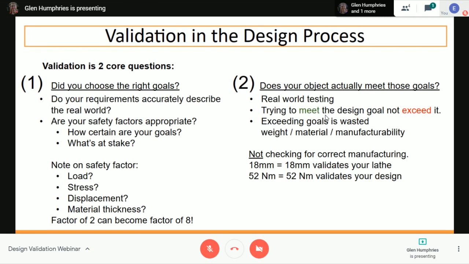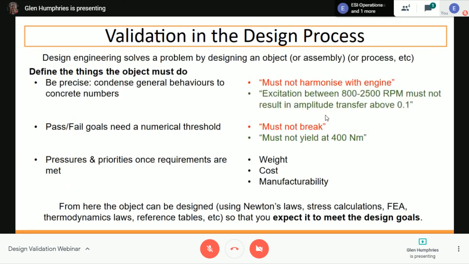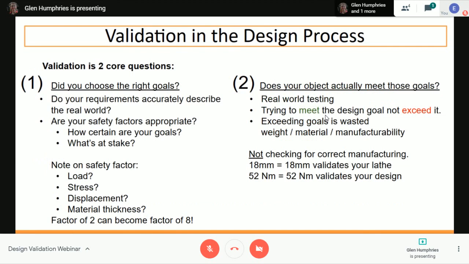So basically, do the requirements, so these requirements we're talking about back here, 800 RPM, 400 Newton meters, however you've defined the goals of the object, do they accurately describe the real world and the real world job that object will be doing? And this is, in some cases, quite simple. For example, your steering rack, it must travel 60 millimeters or whatever number you've chosen. That seems quite an easy number to come up with given your steering geometry.